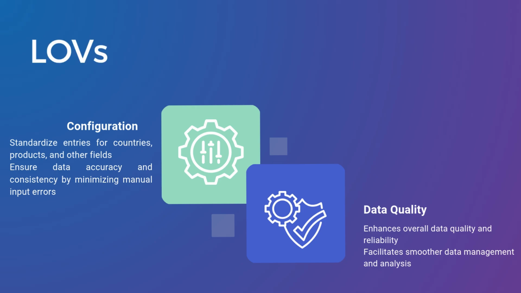The LOV configuration module ensures standardized data entry across key fields like country names, product types, and more, minimizing manual input errors and promoting accuracy. By configuring lists of values, users can maintain consistent inputs, enhance data quality, and avoid discrepancies during onboarding and transactions. Users can easily create, edit, or import LOVs, making data management seamless and efficient across the platform. BankBuddy.ai's LOV configuration supports cleaner, more reliable data, empowering smarter operations and faster decision-making.